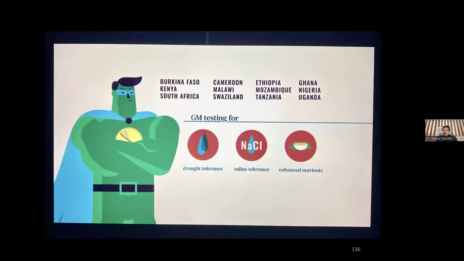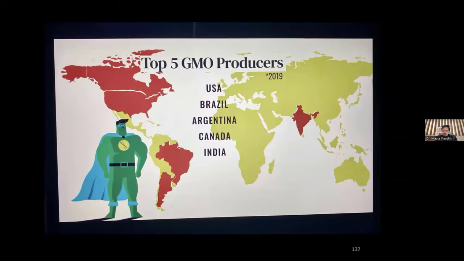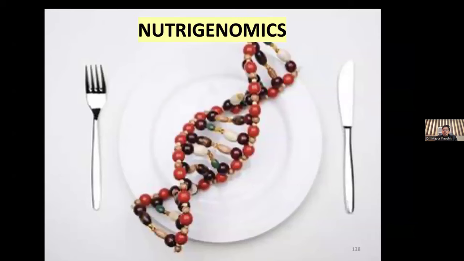It has been found that GMO foodstuffs, genetically modified foodstuffs, are much more tolerant to drought. They have enhanced nutrients. So all of you would be thinking that we should not eat genetically modified foodstuffs. We might become mutants or something. You'd be surprised to know that India is actually the fifth largest producer of genetically modified foodstuffs in the world. Majority of the foodstuffs that we are eating are actually genetically modified.